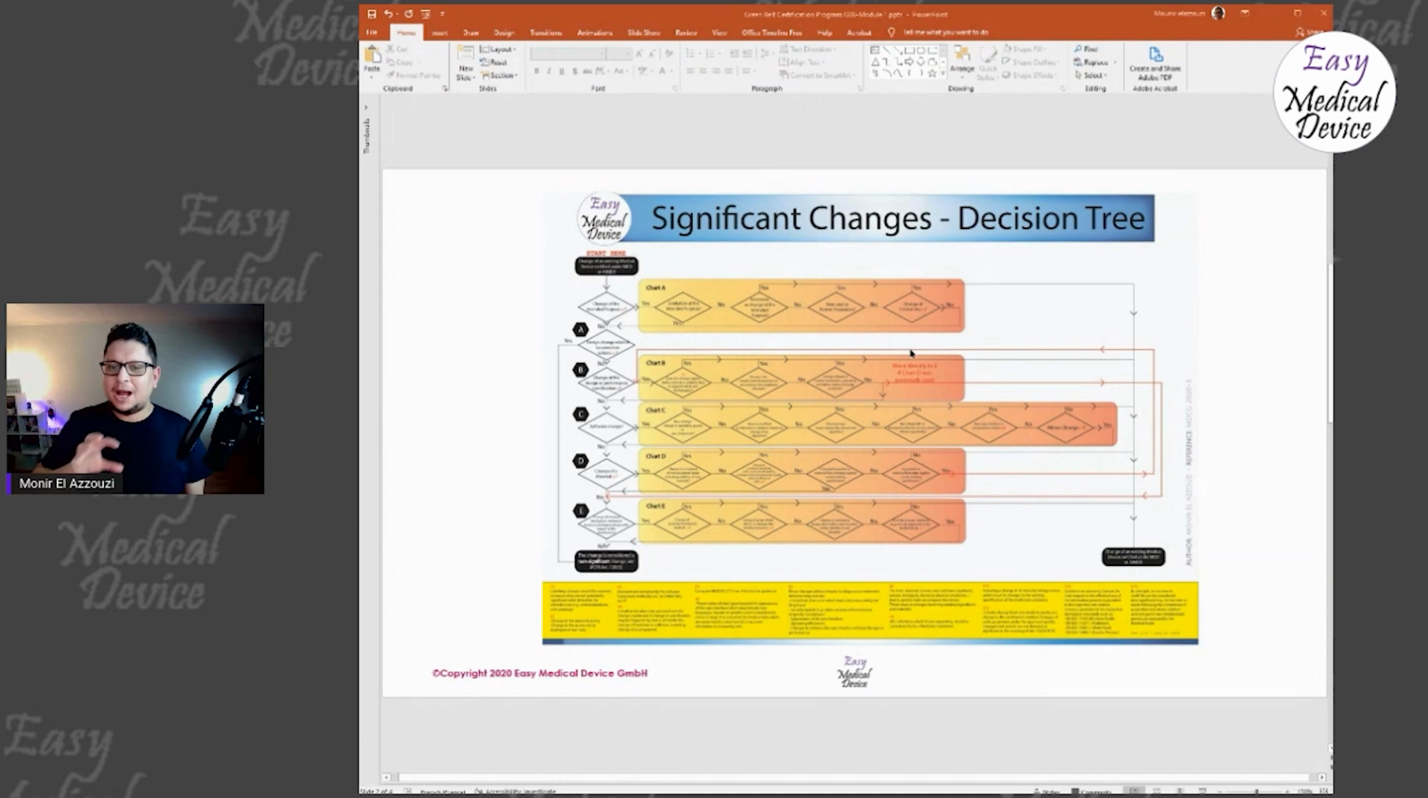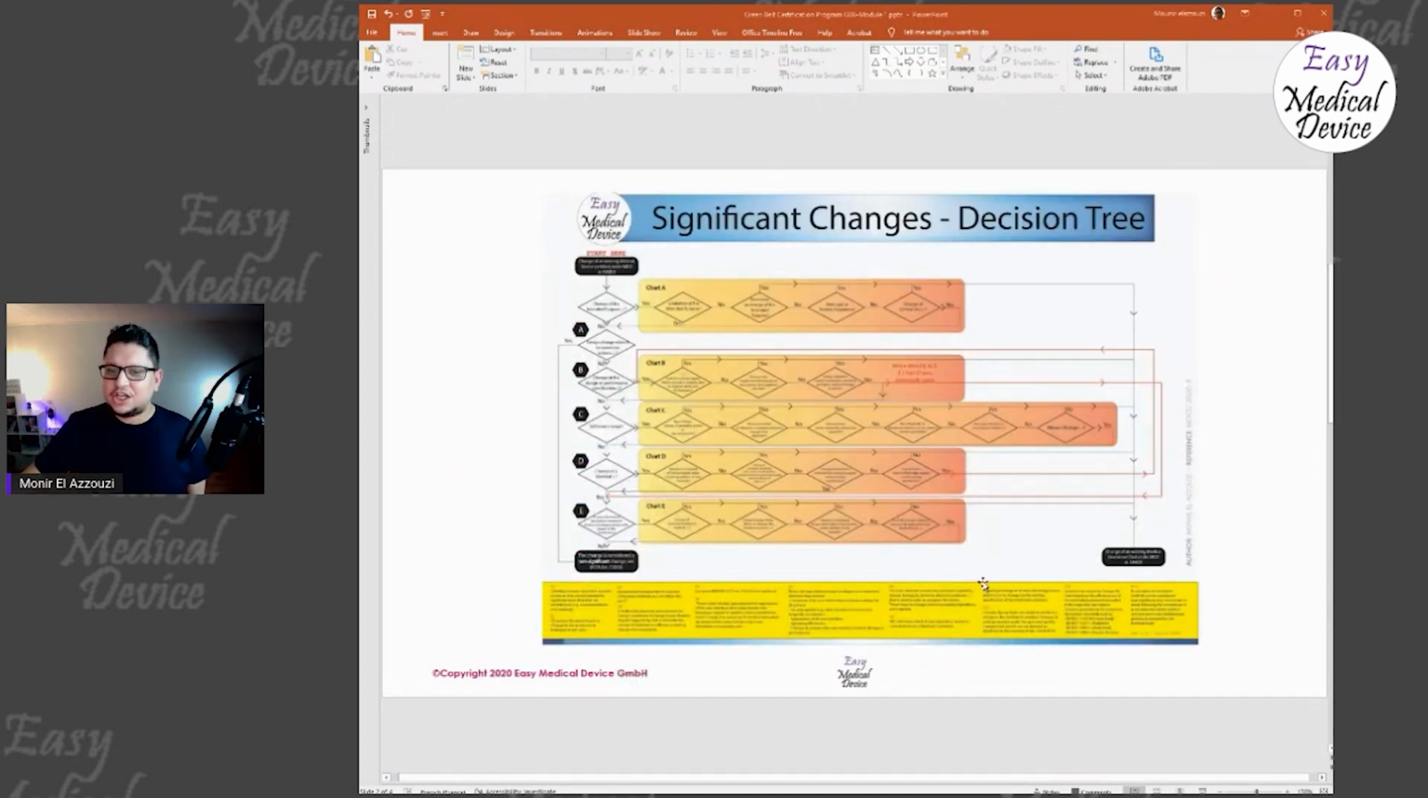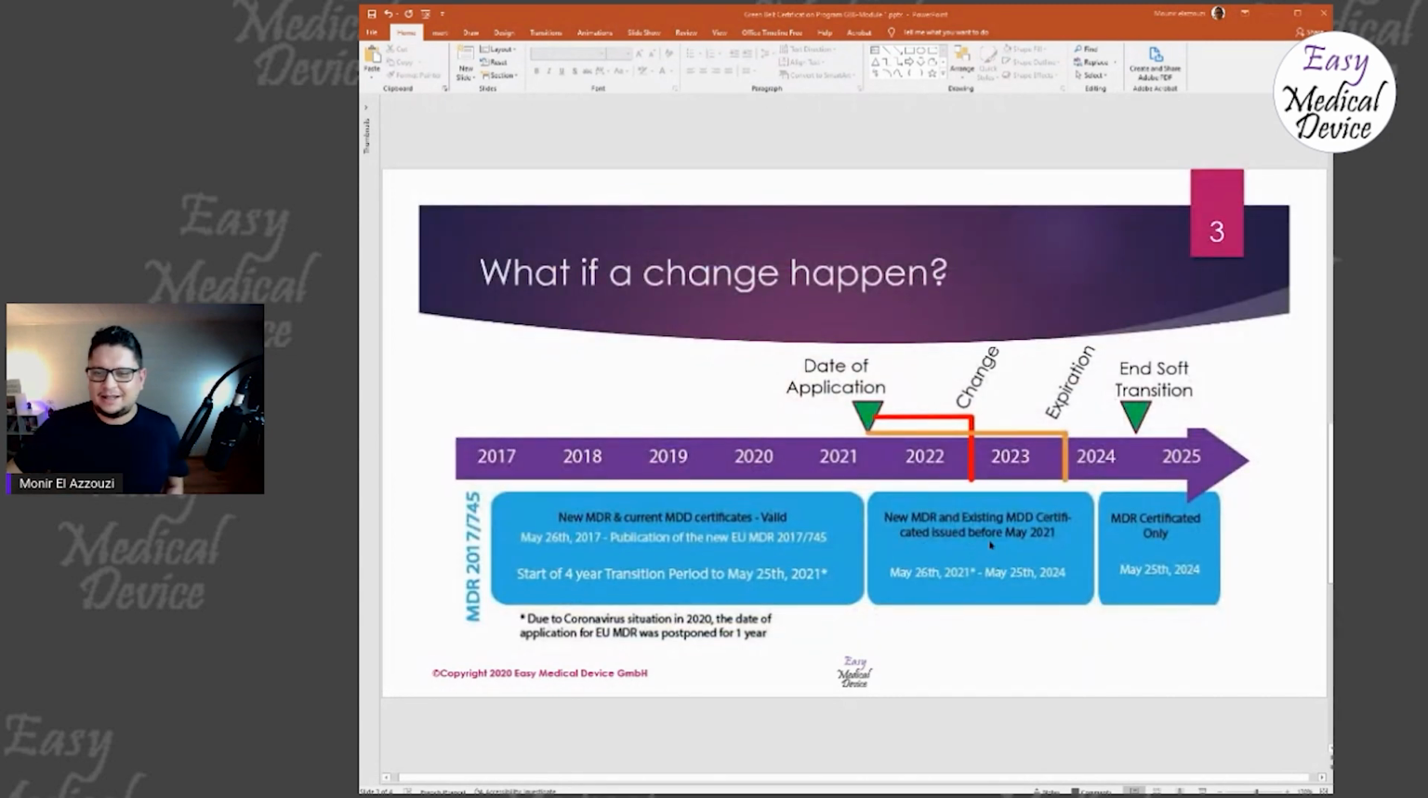So, let's come back. If you have no significant change, you can continue to sell your products until the end of your certificate. But if there is a significant change, then you have another situation. Let's make it easier. The date of application is here. The expiration of the transition period or soft transition is here. Your certificate expires here.